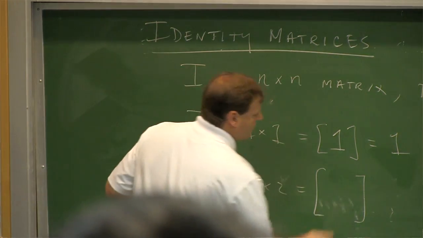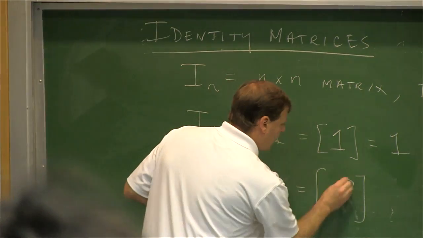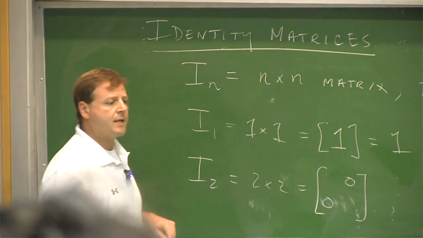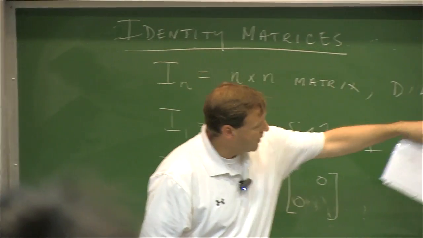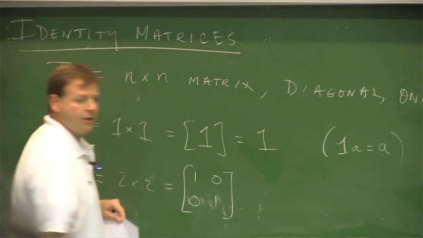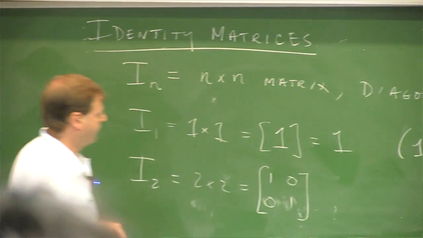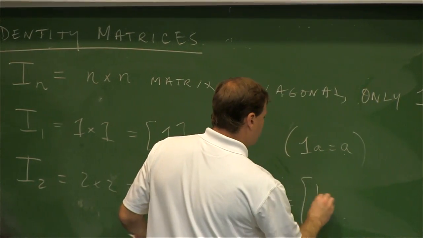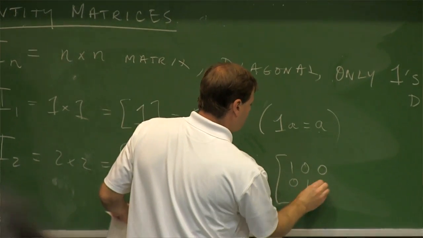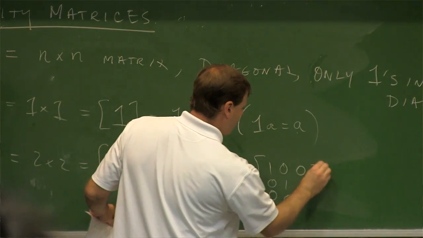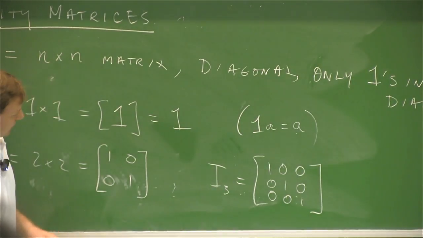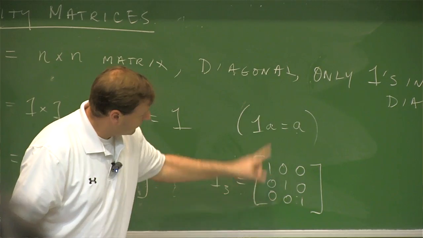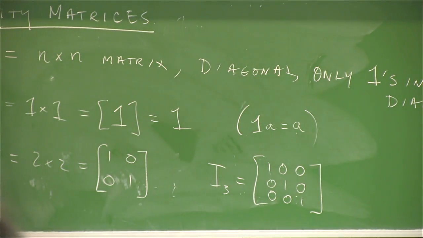And it's got to be diagonal, so I can't have anything outside the main diagonal, and it's got to have only 1s in the main diagonal. So there you go, there's I sub 2, and then I sub 3. These are the ones we're going to be using, so might as well get those out of the way and write them down. Okay, it's a diagonal matrix. Everything's 0 except the main diagonal, and I only have 1s in the main diagonal.